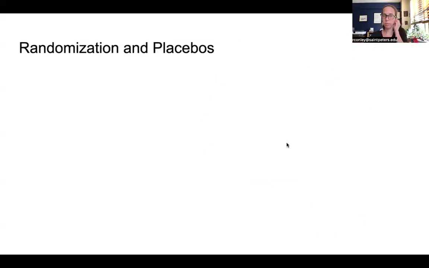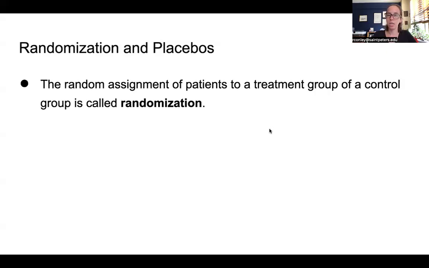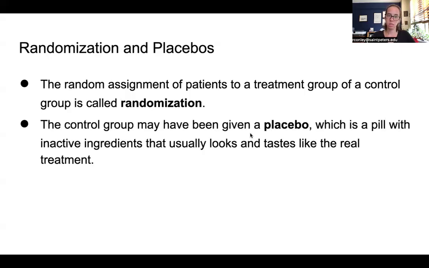We're going to change gears a little bit, and we're going to talk about randomization in experiments. The random assignment of patients to treatment groups or to control groups is called randomization. The control group may be given a placebo. A placebo is a pill with inactive ingredients that usually looks and tastes like the real treatment pill. A placebo might also be a type of treatment other than just a pill, but it doesn't really do anything. It's like a fake treatment.